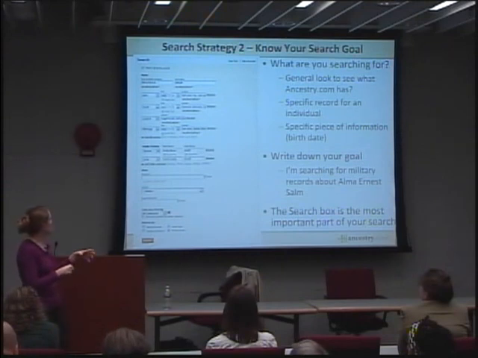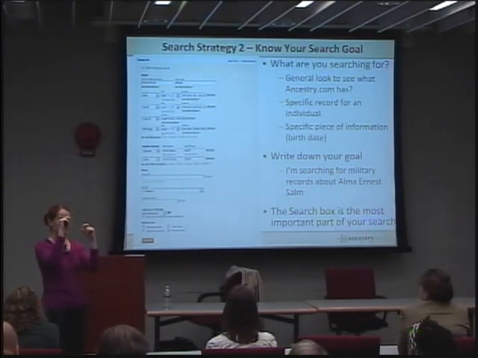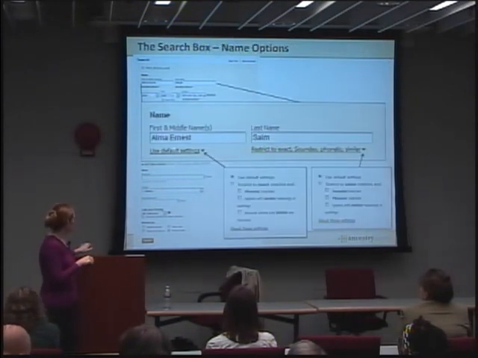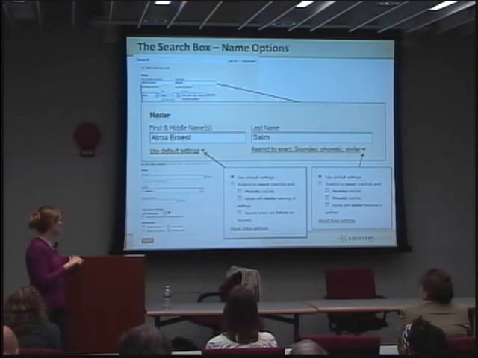This is the advanced search box. If you clicked on Hide Advanced, you'd go back to just the name and date kind of thing, and then there'd be a link that says Advanced Search. So you click on that, and you're going to get this. So a few things. Alma Ernest, you can add in first and middle names. Under here, you see this Use Default Settings. If you click this arrow, it's going to let you choose some more specific things.